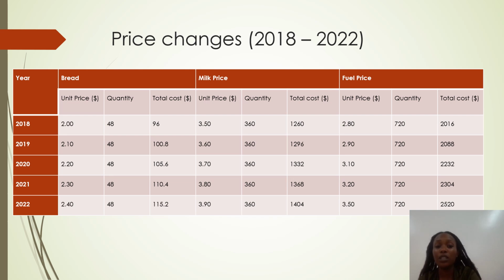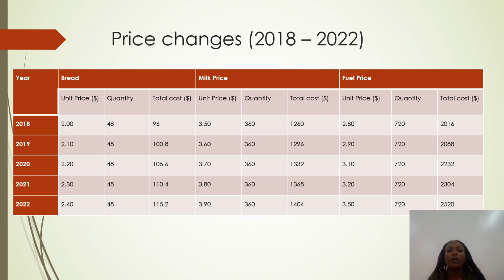Also, we see that in the unit price there's an increase of $0.10, as it was for bread. As you also see, it has affected the total cost. The total cost of the same quantity in 2018 is not the same as the total cost in 2019. There is an increase because there is a change in unit price. It is the same on the side of fuel, there's an increase.